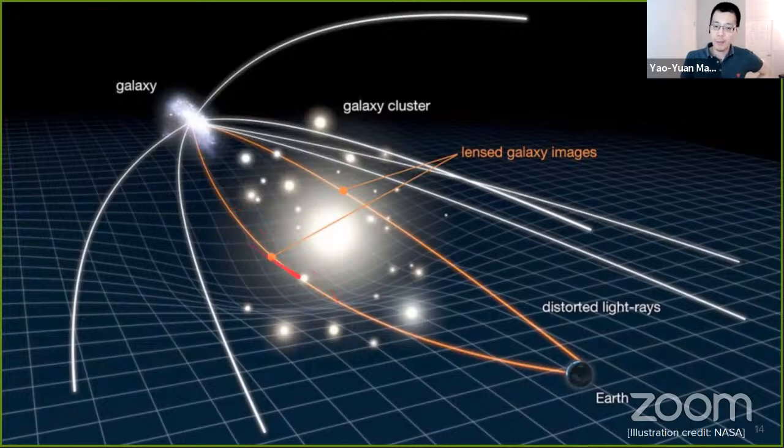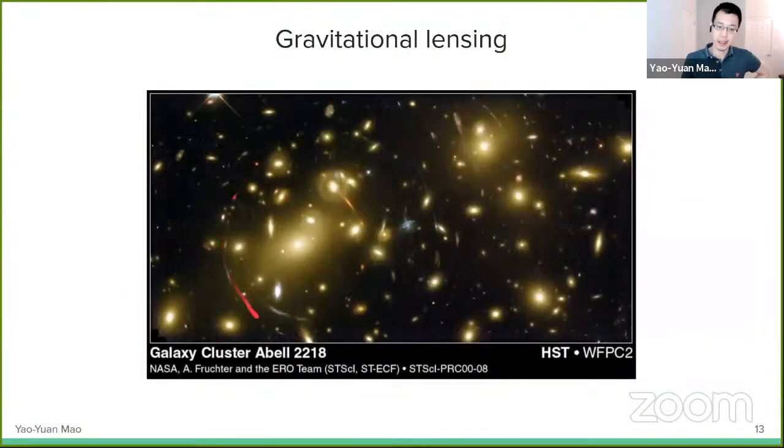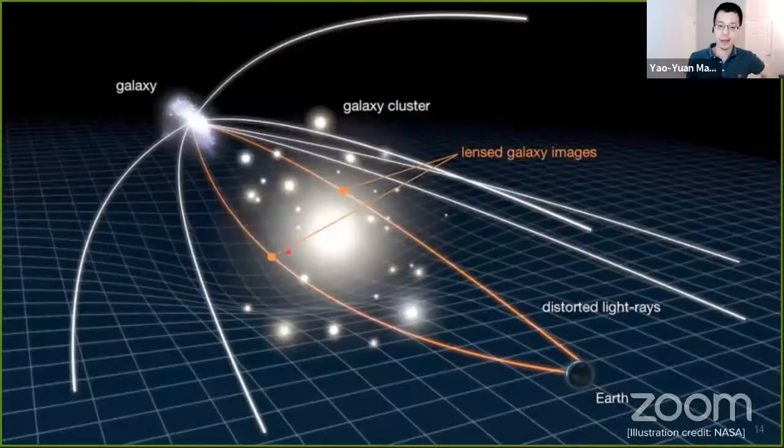But how much the light will bend depends on the mass enclosed as well. And so by measuring the radius of this ring, which is called the Einstein ring, we can actually measure the mass within. And then again, we find the mass is much heavier than the mass from the galaxy itself. And so that's another evidence of dark matter.